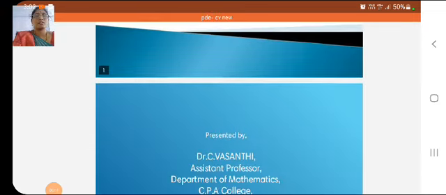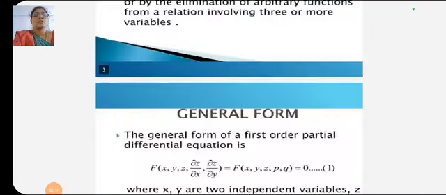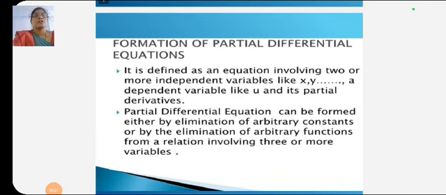First, my name is Dr. C. Vasanthi, Assistant Professor, Department of Mathematics from CPA College, Bodinayakanur. First, we have to discuss about formation of partial differential equation.